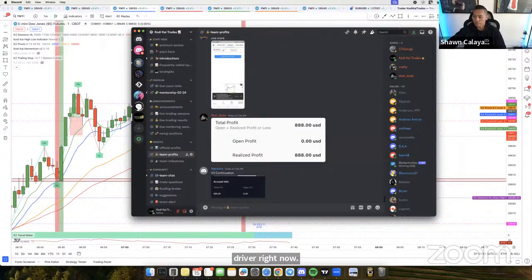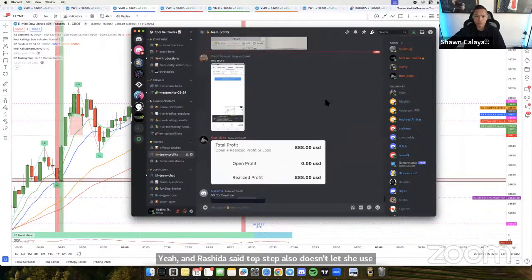Yeah, and Rashida said Top Step also doesn't let you use the same contract size once you're funded. Yeah, they're a little more strict, it seems like.